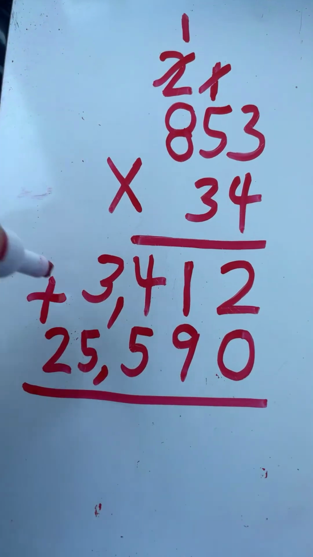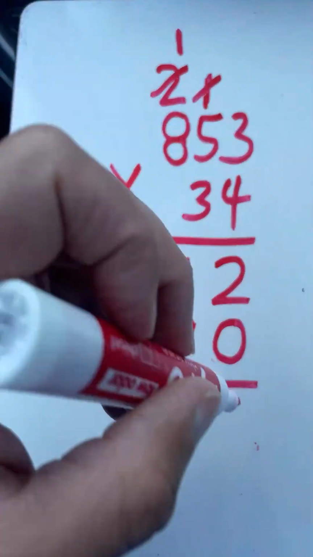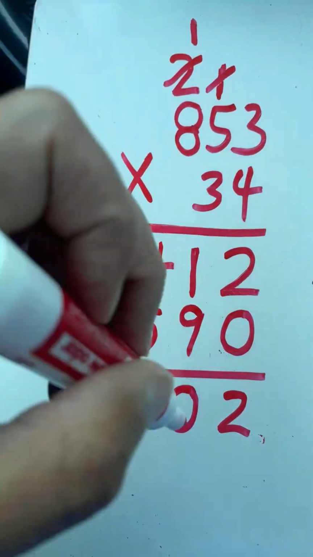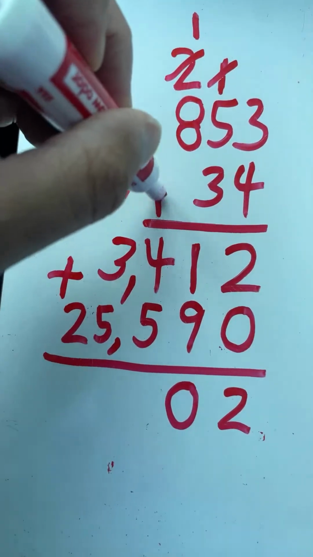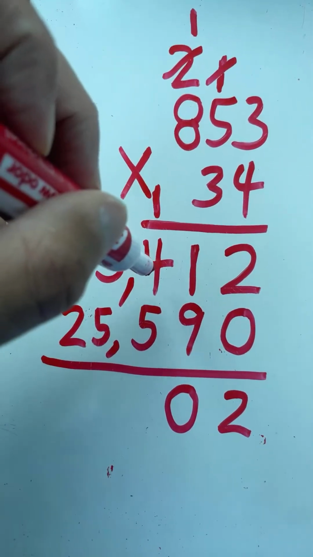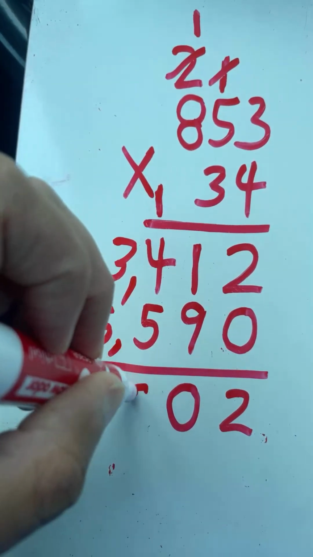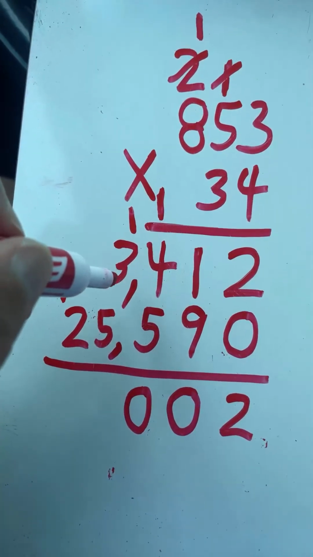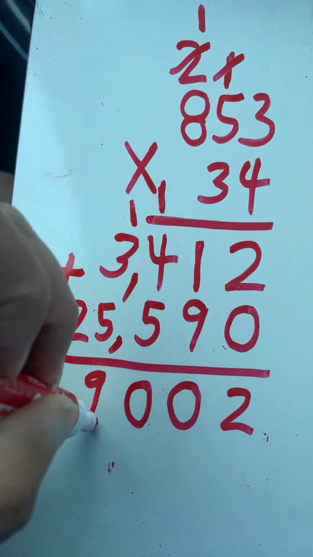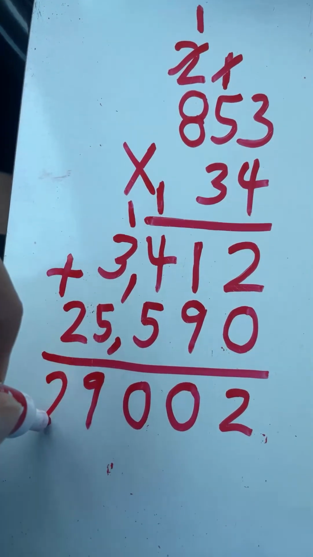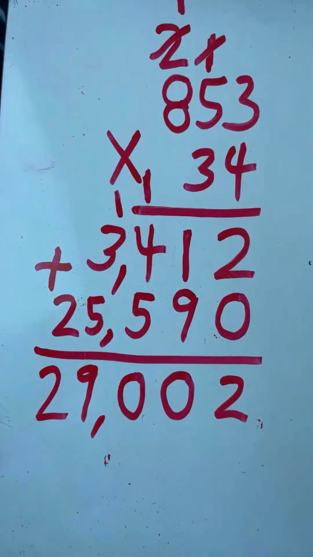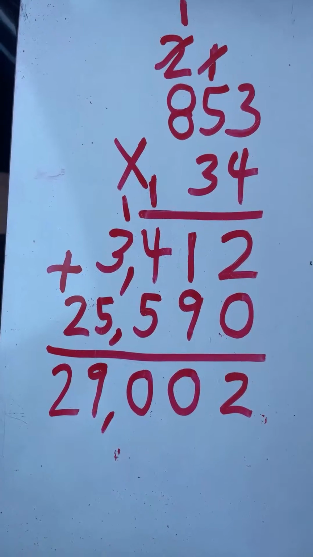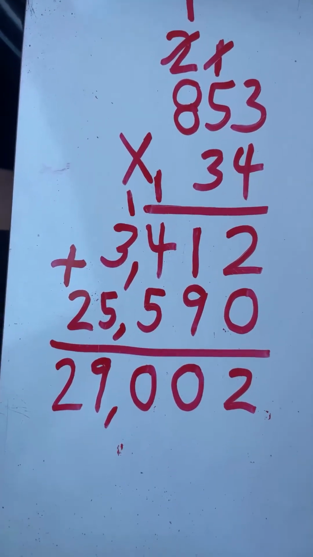Now to get our final answer, we got to add these two numbers together. 2 plus 0 equals 2. 1 plus 9 equals 10. 0, carry the 1. 1 plus 4 equals 5. Plus 5 equals 10 again. 0, carry the 1. 1 plus 3 equals 4. Plus 5 equals 9. 0 plus 2 equals 2. And we have our final answer. 853 times 34 equals 29,002.